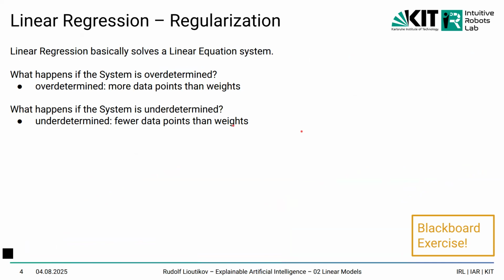Okay, now to some questions. The question here is: what happens if the system is overdetermined? Overdetermined meaning, just to be clear, more data points than we have weights. So we're going to do a little blackboard exercise here.